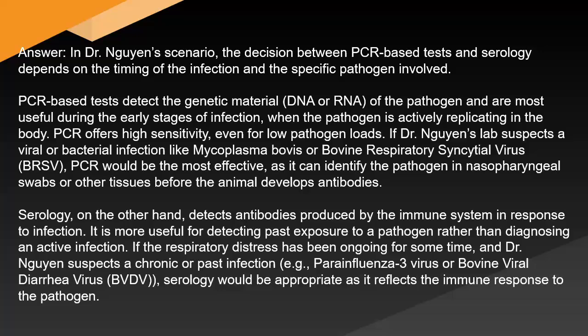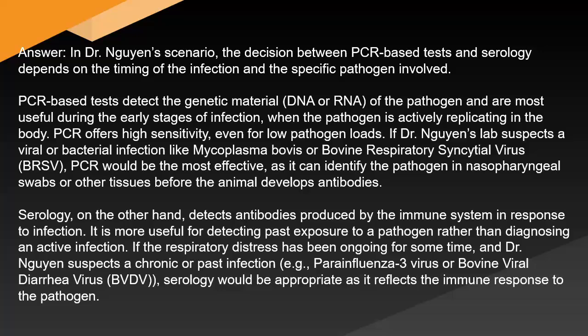If Dr. Nguyen's lab suspects a viral or bacterial infection like Mycoplasma bovis or bovine respiratory syncytial virus (RSV), PCR would be the most effective as it can identify the pathogen in nasopharyngeal swabs or other tissues before the animal develops antibodies. Serology, on the other hand, detects antibodies produced by the immune system in response to infection.